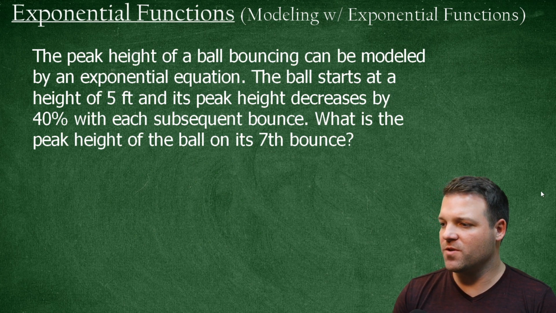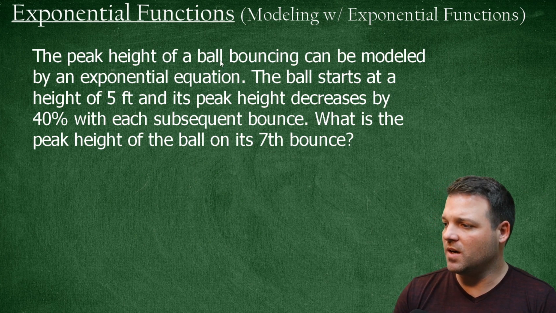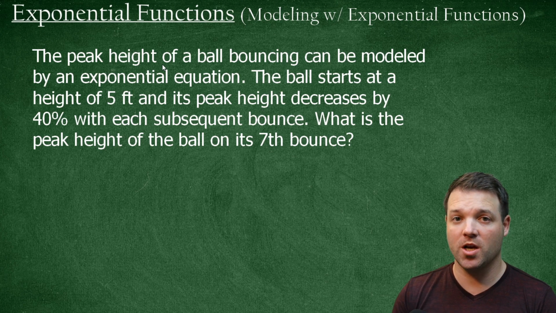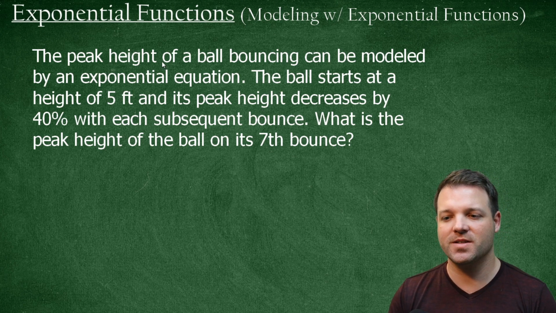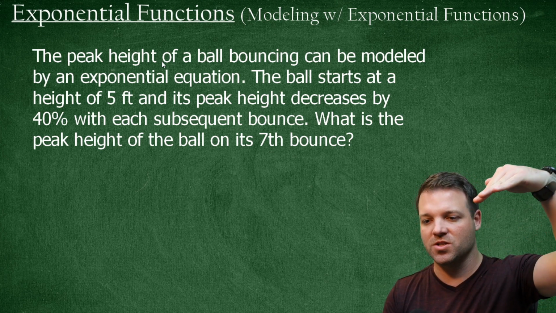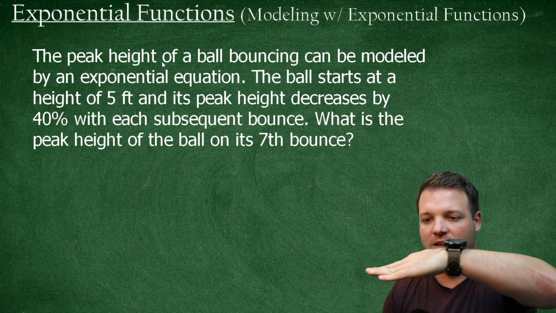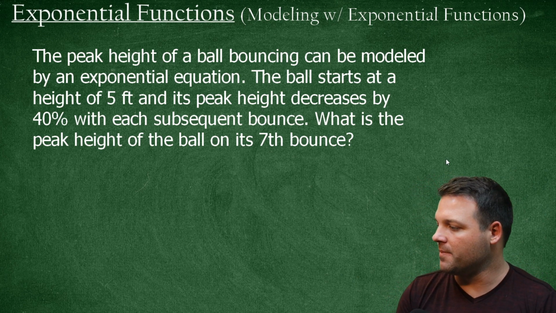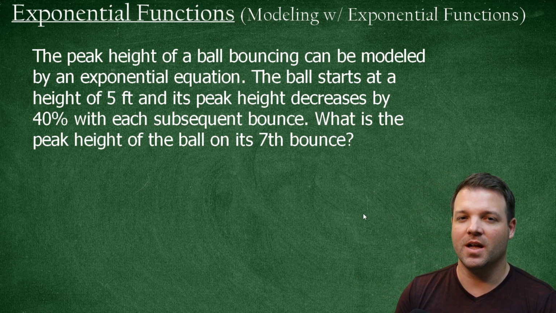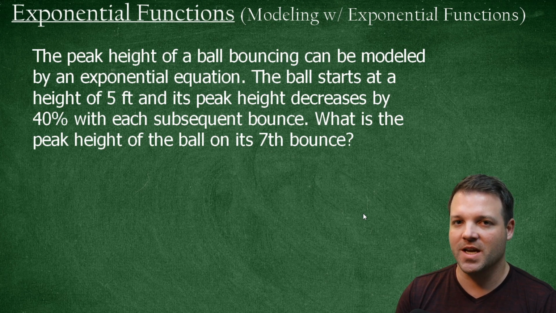All right, so here's my first example. The peak height of a ball bouncing can be modeled by an exponential equation. And I want to just reiterate that it is just the peak height. Obviously, a ball bouncing is going to bounce like something like this, but we're just concerned with the peak height as it goes down, okay? Unless it's a super ball or something like that, right? It's going to be a little bit less the height every time it bounces back up.